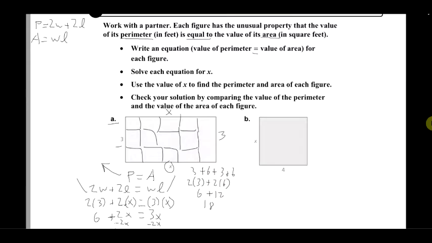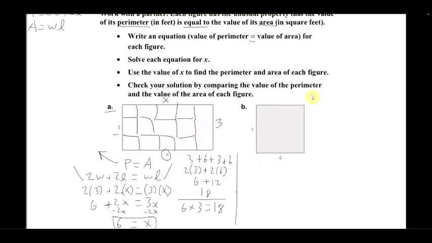Let's see if the area is the same thing. The area we know is the length times the width, or the 6 times 3, and that equals 18. So it looks like the perimeter does equal the area, and we did it right. Let's do the same process for each and every one of these. I'll help you set these up, and then you can fill in the details.